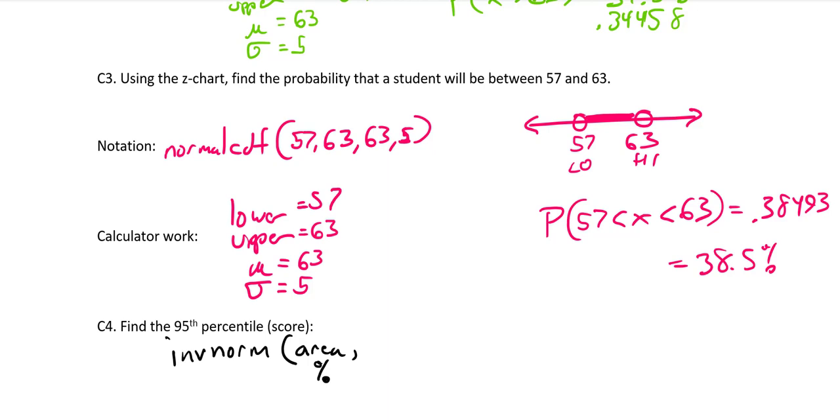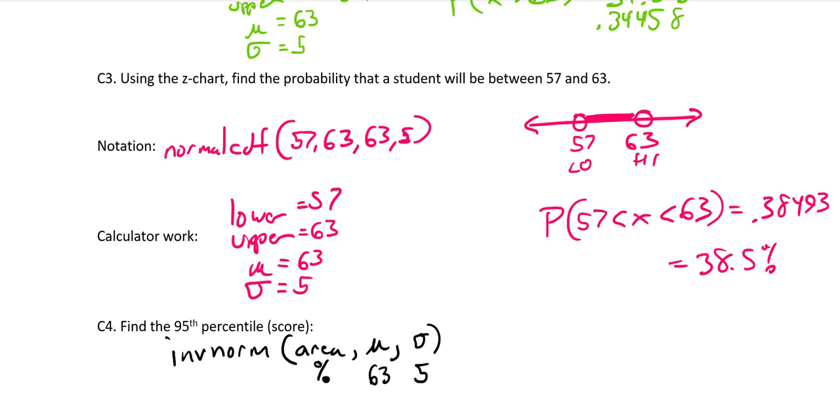And then we're going to have the average and the standard deviation. Okay, so this is a review of the inverse norm, because what if we wanted to find the cut score for the 95th percentile on this test? Because we know that the average is 63, and we know the standard deviation is 5, so what would put you in the 95th percentile? What score would you need on this test?